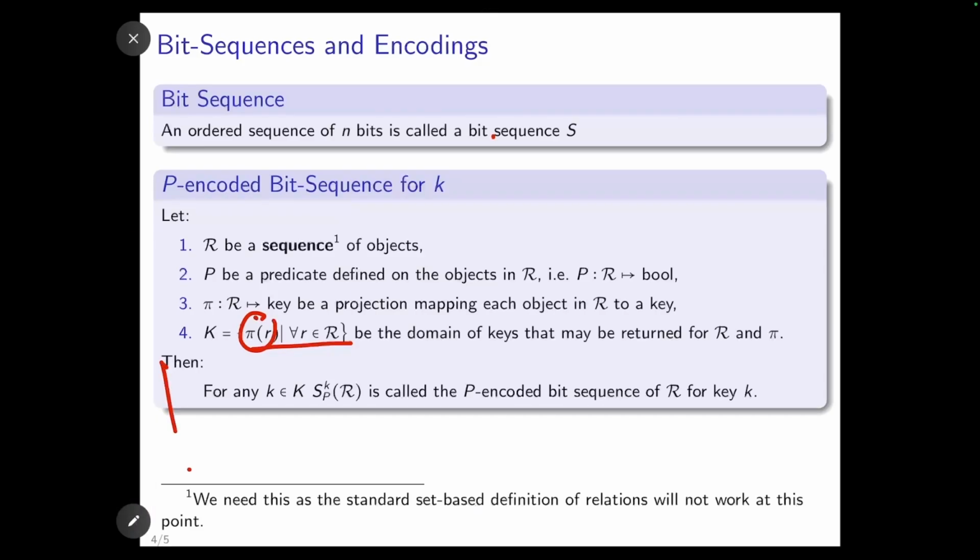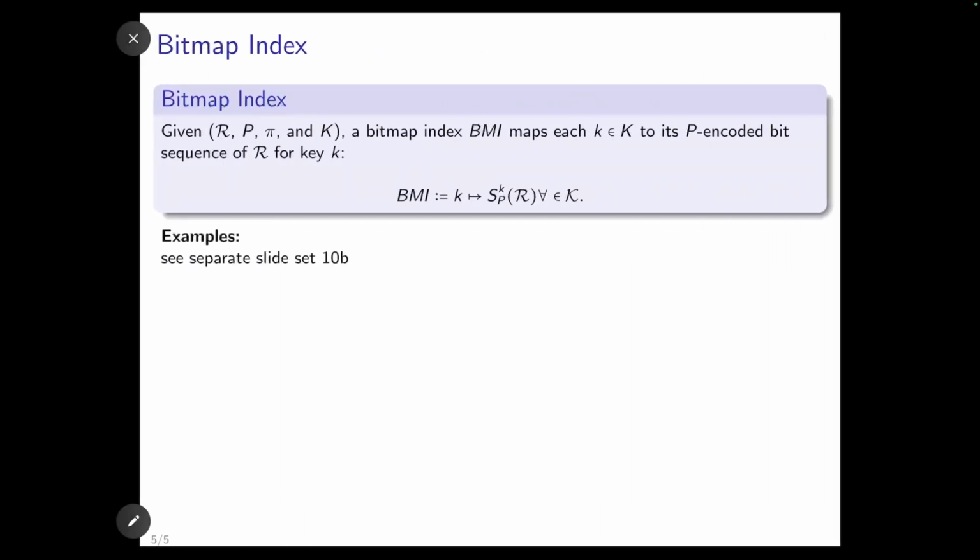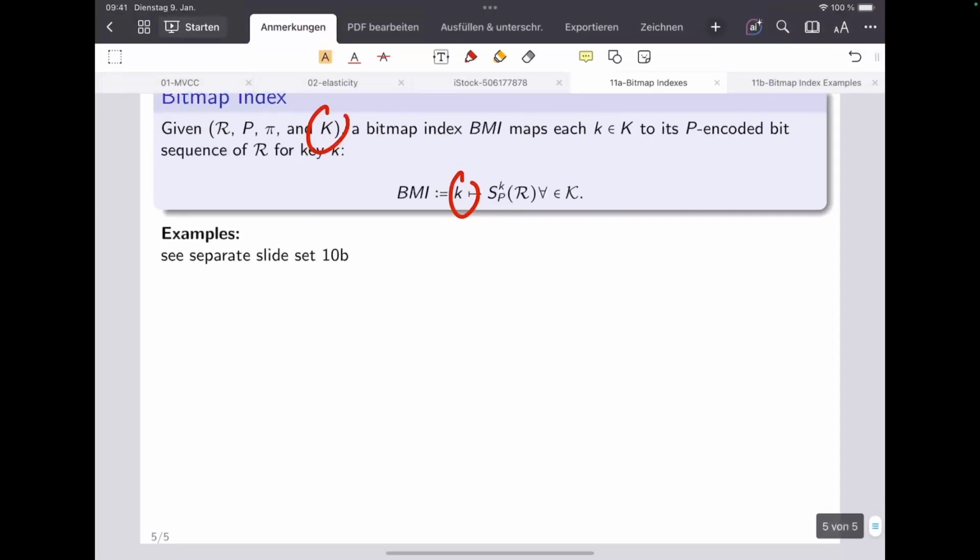This means for any K, so for any of those elements in that set capital K, this is called the P-encoded bit sequence of R for key K. Okay. Now what I do in the next step is I create an index. The index creates, for each small k in K, such a sequence that is encoded by a specific predicate. Again, let's switch to an example.